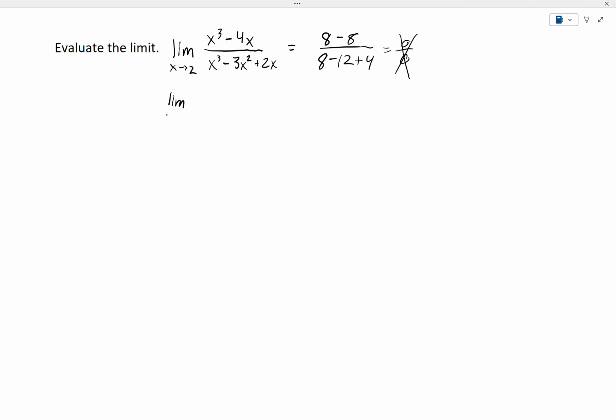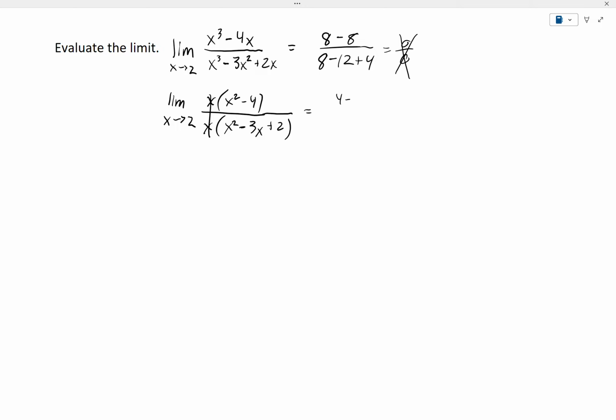Well, we can factor the numerator and denominator, and hopefully we'll get a factor in the numerator that cancels with a factor in the denominator. So we'll factor that numerator as x times the quantity x squared minus 4. Factor that denominator as x times the quantity x squared minus 3x plus 2. And as you can see, we have a factor of x in both the numerator and denominator that cancel. So now I'm just going to plug in 2 for every x and see what we get.